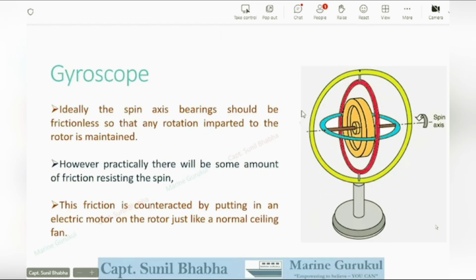Go ahead, beta. So this red color was for tilt, and the green color was for drift. What was the blue color for? Blue color is for spinning, beta. The ball bearings which are fitted on the blue ring allow the rotor and the spin axis to spin anti-clockwise or clockwise.